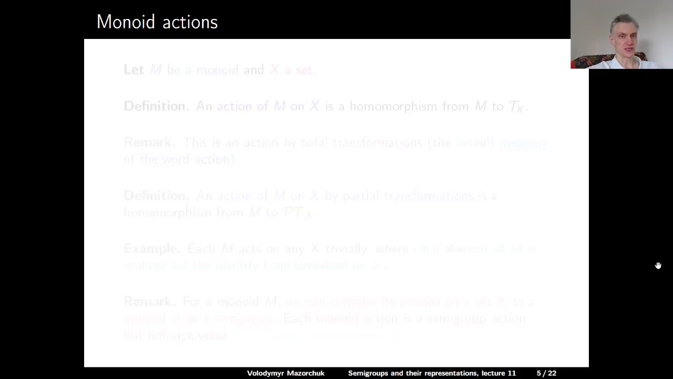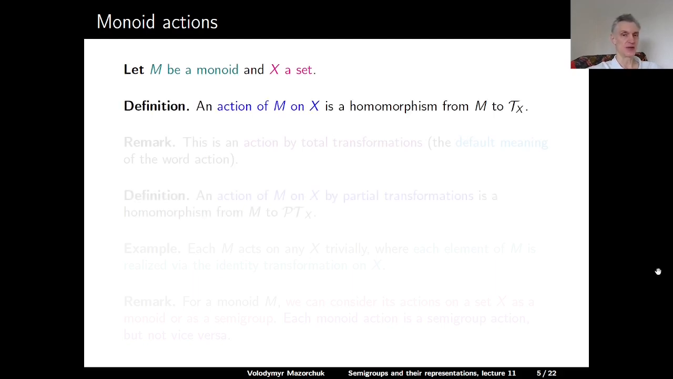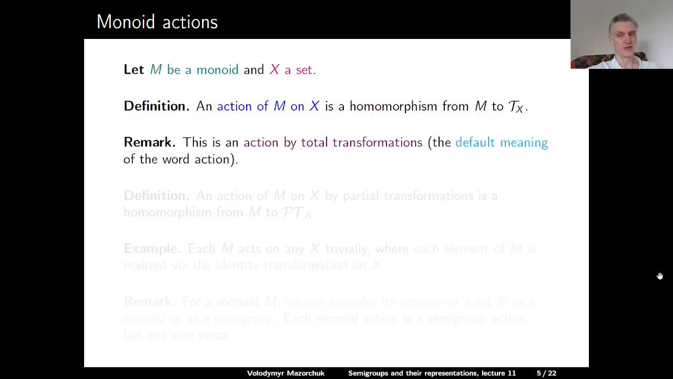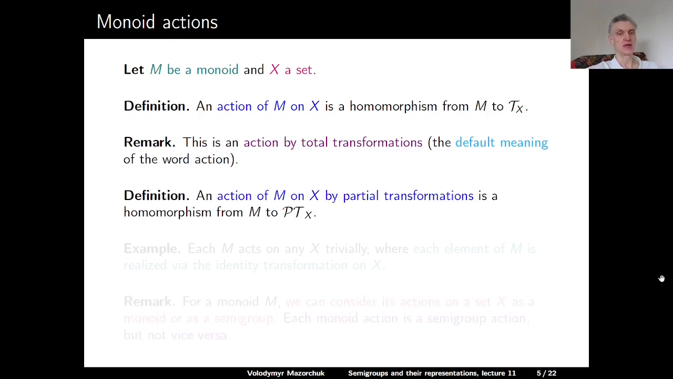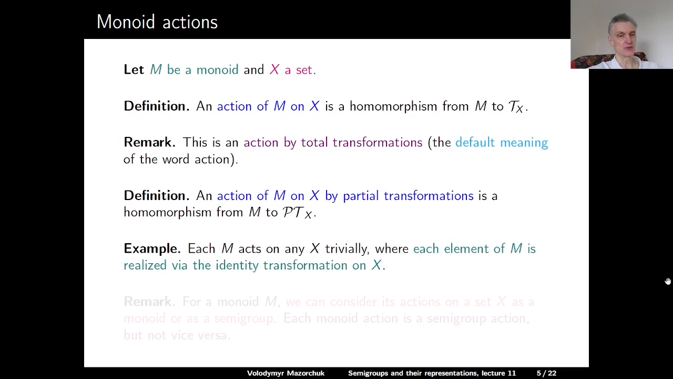Next, let us talk about monoid actions. So let M be a monoid and X a set. Definition: an action of M on X is a homomorphism from M to the monoid T_X of all total transformations on X. And that's the default meaning of the word action. Action means action by total transformations. And an action of M on X by partial transformations is a homomorphism from M to the monoid PT_X of all partial transformations on X. So for example, each monoid M acts on any set X trivially, where every element of M is realized via the identity transformation on X.